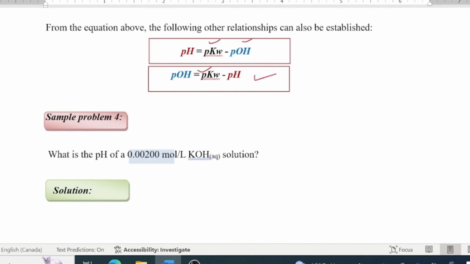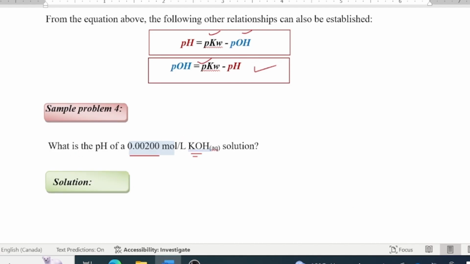Another one, watch this one. What is the pH of this now? See how they're smart? They're not asking you pOH because you might say, oh gosh, I have OH. Where am I going to get H from? Remember now, if you find the OH concentration, you can find the H concentration.